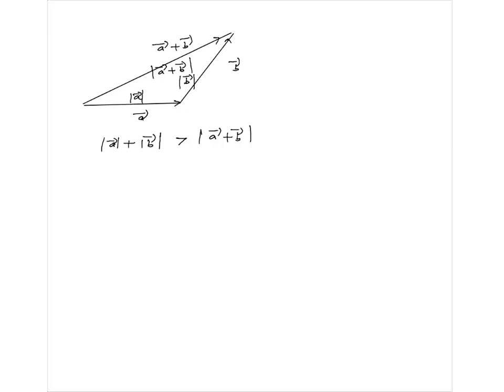However, there can be one case in which they are collinear, in which case there will be an equal sign also. So generally speaking, this is the law. Any questions? Let me know.